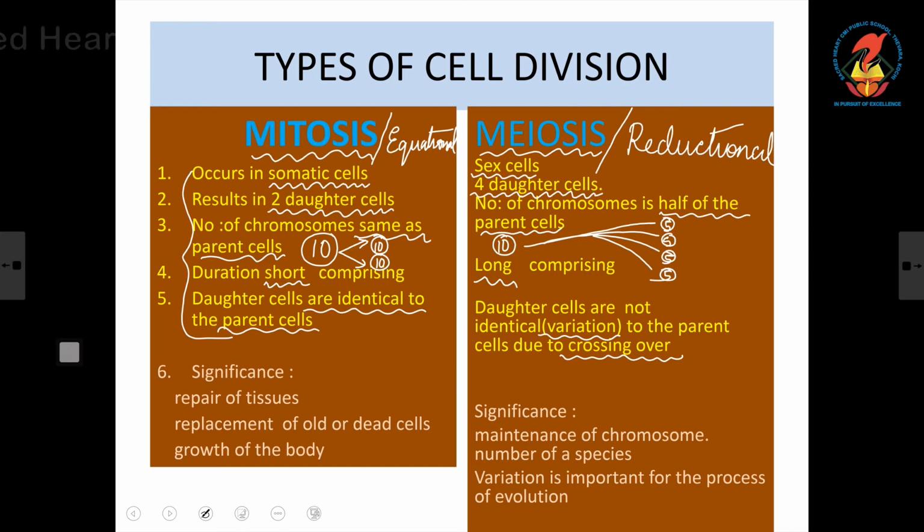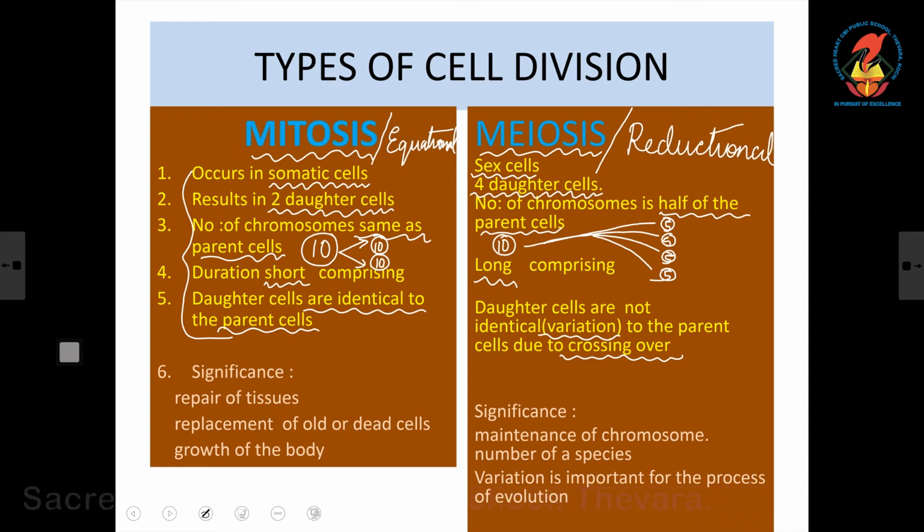Once again, a recap. Mitosis occurs in somatic cells, meiosis occurs in sex cells or gametes. Mitosis results in 2 daughter cells, whereas meiosis results in 4 daughter cells. The number of chromosomes is the same as that of the parent cell in mitosis and hence the name equational division. Whereas in meiosis the number of chromosomes is half that of the parent cell and hence it is also called reductional division. The duration of mitosis is short. It has only 4 stages, prophase, metaphase, anaphase and telophase, whereas the duration of meiosis is lengthy with elaborate stages and substages.